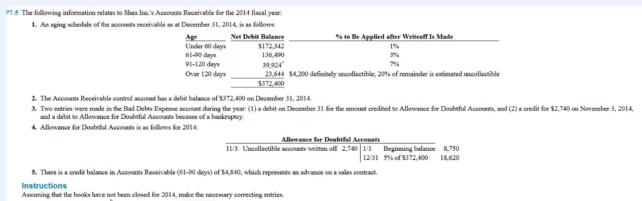Now, your goal, if you look at the instructions down here, is to make any necessary correcting entries. So if we're going to look at correcting entries, let's go through the problem to see what is not done properly. Well, the first thing we notice if we look at the schedule here is that they have $4,200 included in this balance of $23,644, which they say is definitely uncollectible, and yet they've made no write-off entry.